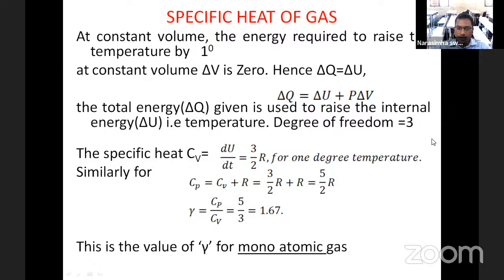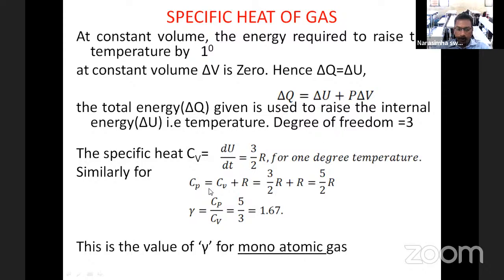So the degree of freedom for this is 3. Here we are calculating the specific heat of a gas for a particular system. Now the specific heat Cv, that is keeping V constant, is equal to dU by dT, which is 3 by 2 R. This is for raising the temperature by 1 degree.